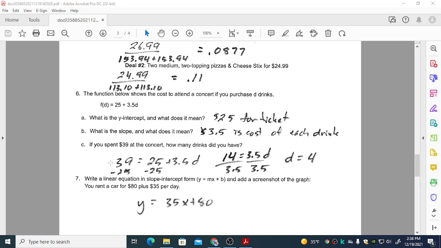All right. Spend $39. So I put the $39, that's over here. I put that into my equation. $39 equals 25 plus 3.5d. I just substituted the 39 in for here and then solve this equation. You can also do it by graphing it. Graph this into Desmos and then find out where this equals 39, and that's another way to do it. And I solved this. I subtracted the 25 from both sides and then divided by the 3.5. That's four drinks.